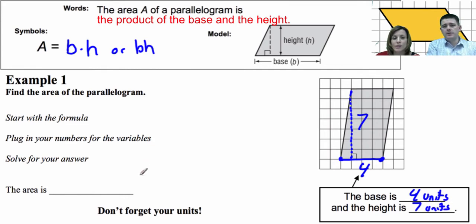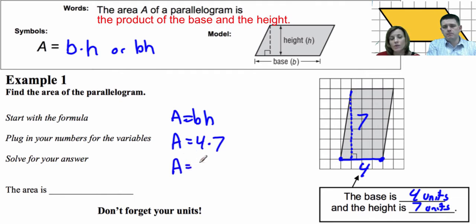All right, we're going to start with the formula, which is area equals base times height, and plug in what we know. So area is going to be equal to 4 units times 7 units. We should know this by mental math. So area is now 28 units squared. We multiplied a unit by a unit to get a unit squared. So don't forget those units on your answers. Oh, I almost forgot. Good, thanks.